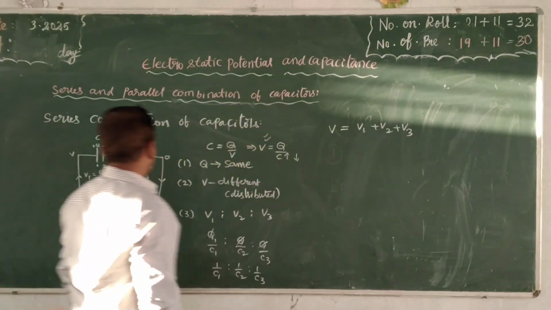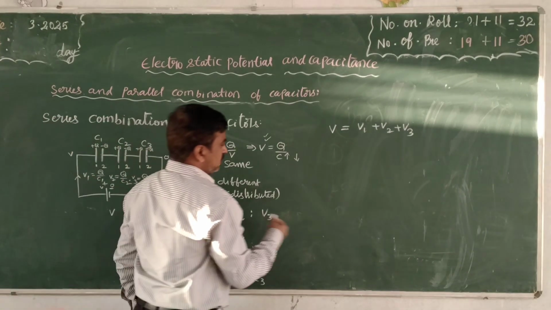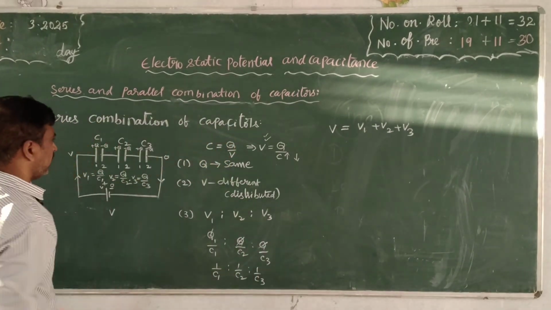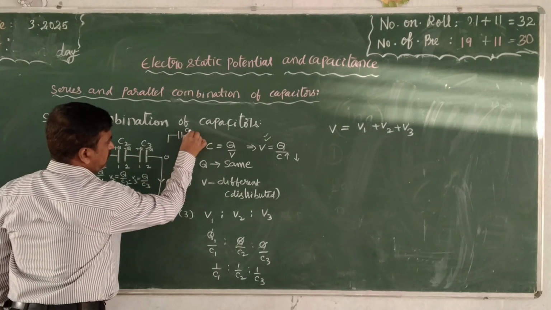From this combination we get the equivalent circuit. What is that? I write here the equivalent capacitance, C equivalent.